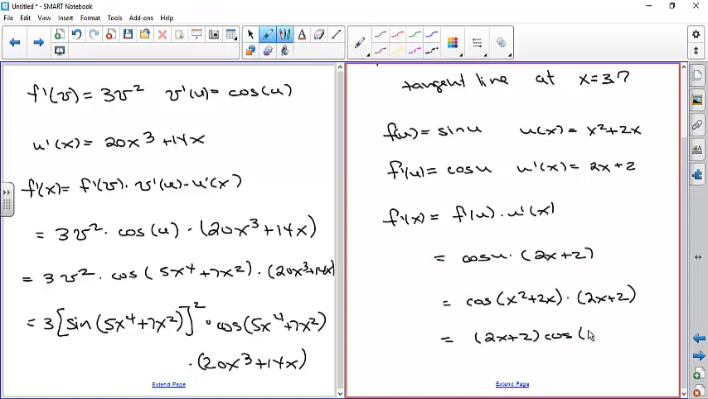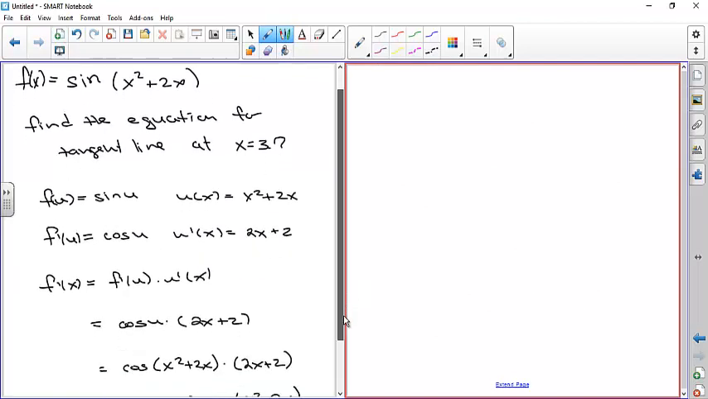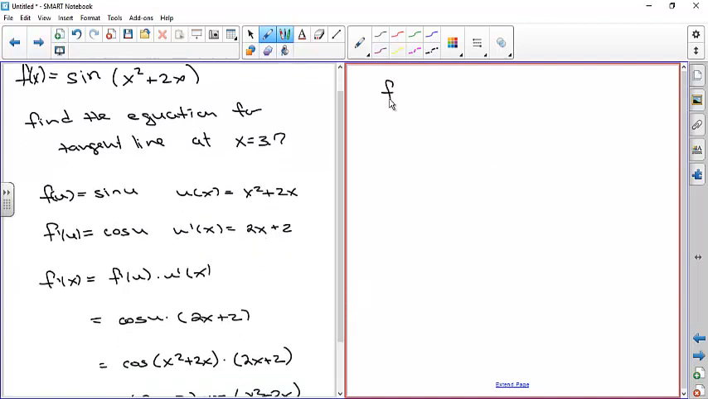Okay, so you take the derivative. So now what you do is you evaluate the function at the value of x. So we need to find f of 3.7, and it's radians. So that's going to be sine of 3.7 squared plus 2 times 3.7. So I'll get my calculator out.